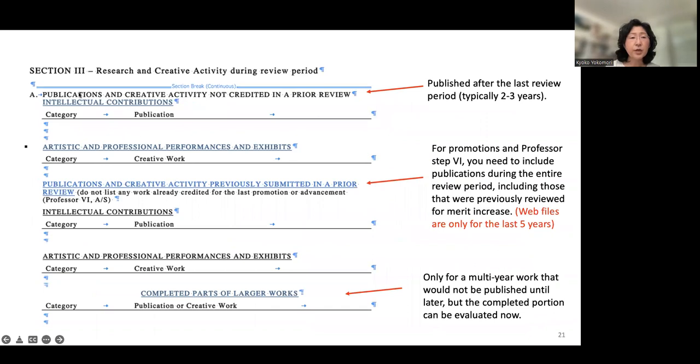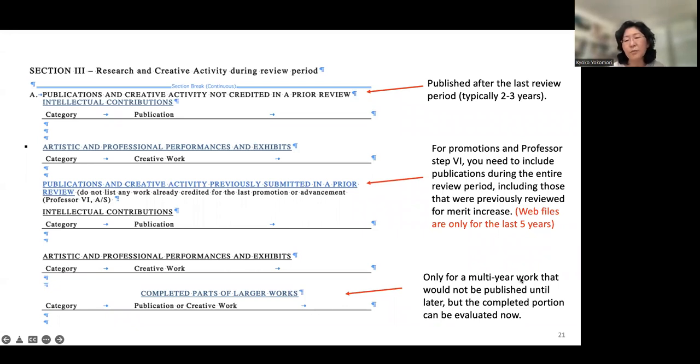In section 3, A is the publications not credited in a prior review. This is where you typically put all the new publication information since the last review, which is typically 2 to 3 years. Only those going up for a promotion or advancement to step 6 have this longer review period, so they can put publications from before the last review into the section for publications previously submitted in a prior review. But typically for regular merit, you're going to just leave this section blank. And completed parts of larger works.